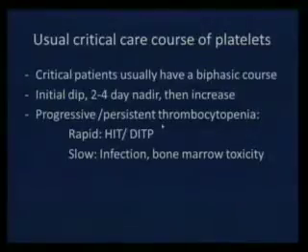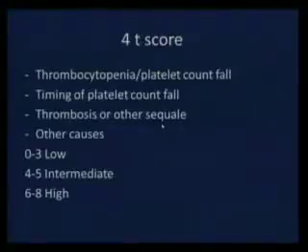What's the usual critical care course of the platelets? The critical patients usually have a biphasic course. There is an initial dip, goes down, in 2 to 4 days it reaches the nadir, and then it slowly creeps up again. What if the patient has progressive thrombocytopenia? Is it rapid? Think of immune causes. In any rapid decline of platelets, think of pseudo thrombocytopenia or immune causes of thrombocytopenia. Slow, consider infection or bone marrow toxicity like we discussed in the previous case.